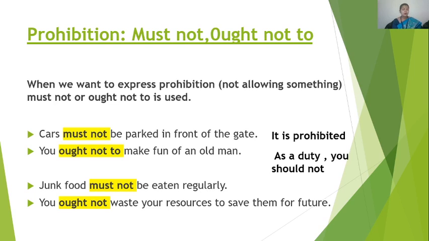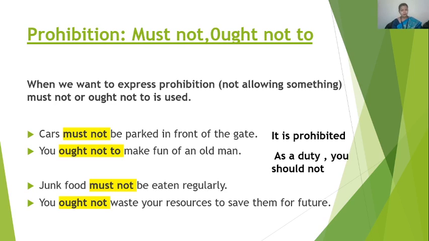So it is clear to you when must not is used. It means that that task is prohibited to do at that time but can be excused in some other condition. Means you can do. Cars must not be parked in front of the gate. Right now it's okay, you are not allowed to park in front of the gate, but some other day or in some other situations it can be allowed. Okay, but when I say you ought not to make fun of an old man, means that never ever can you make fun of that old man, never ever.